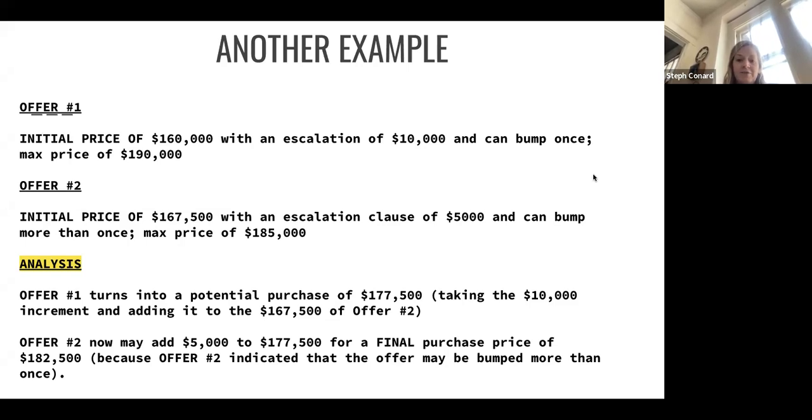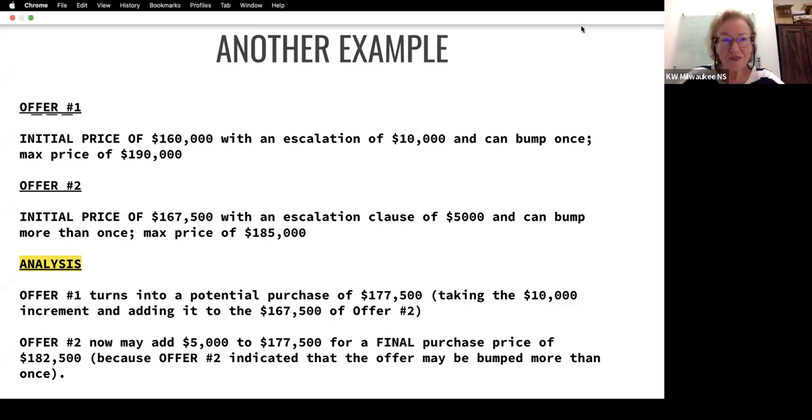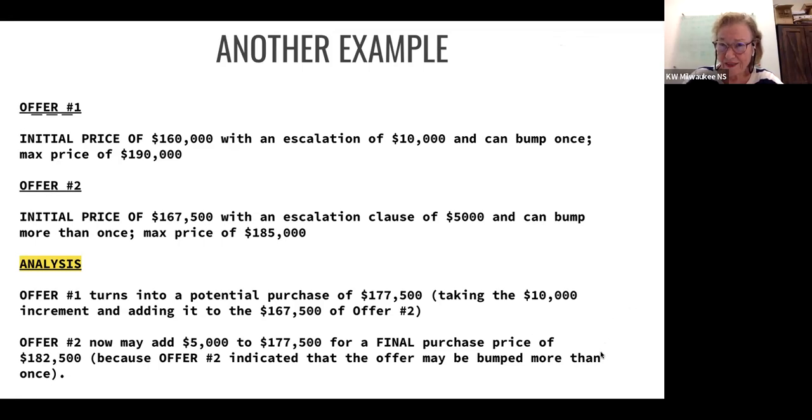So it's meaningful to have that discussion on whether or not you want to bump more than once with your buyers. I'd like to add here too, when we wrote our first escalation clause, and every firm was writing their own escalation clauses, we had in there, as Steph said, bumping it only once. And that was mainly because we were all learning this escalation clause and how it worked.